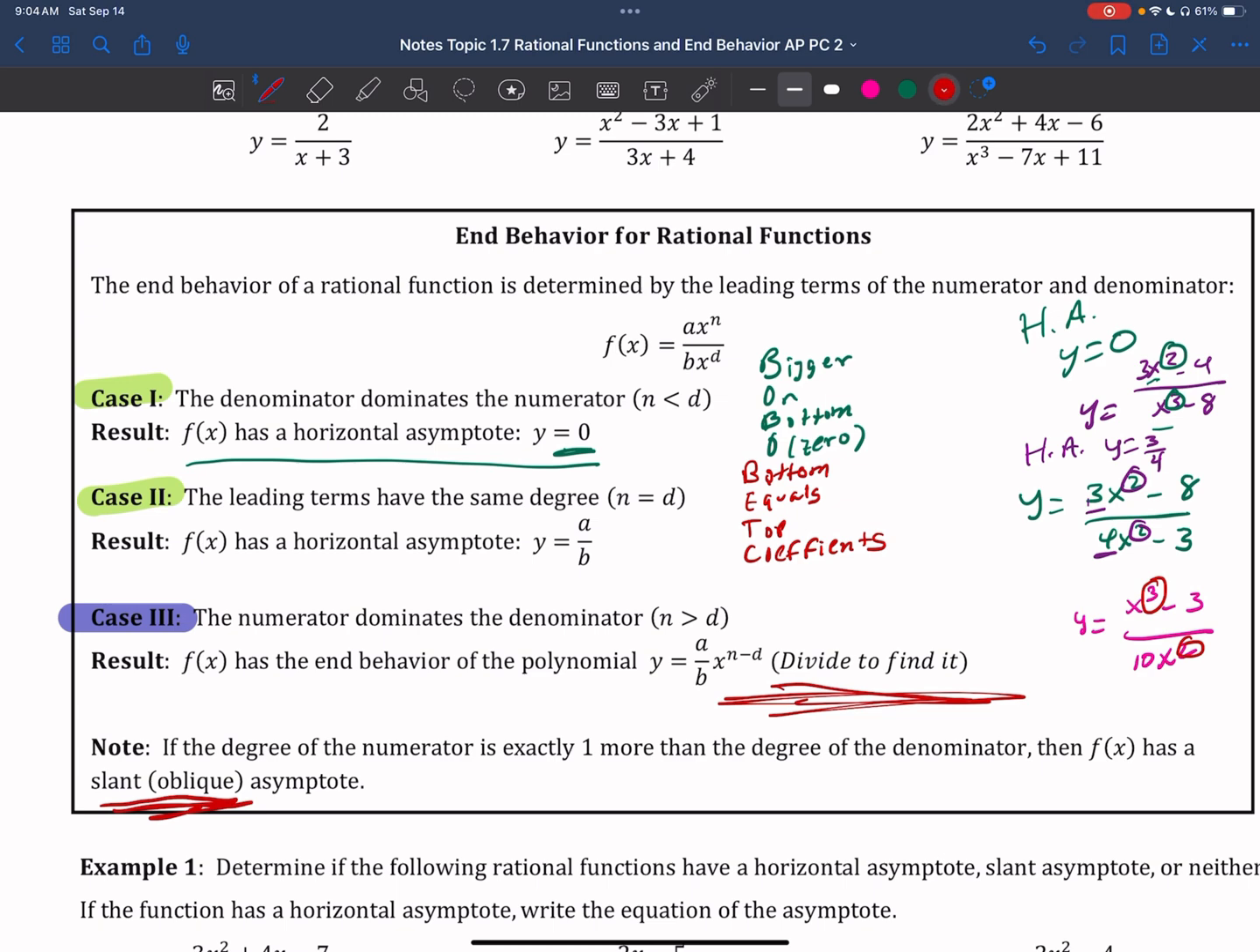The last acronym that you have to remember for this one is BOTD, bigger on top. And then I like to use the letter D to represent does not exist when we talk about horizontal asymptotes. It also helps me to remember that I need to divide to find the equation for the polynomial that will determine the end behavior.